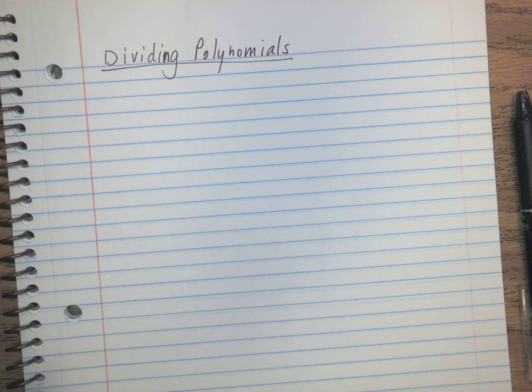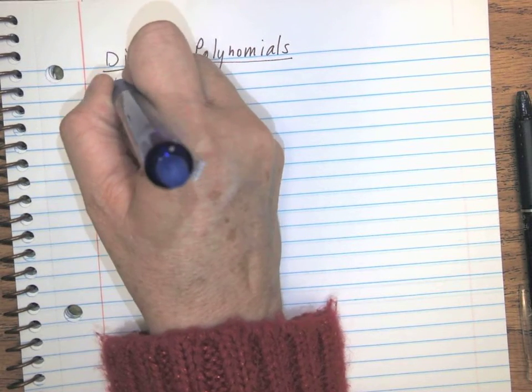Then we did the power rule. When we're raising a power to a power, exponent to exponent, we multiply the exponents. So today we're going to learn what happens when we divide them. Let's just write one out and look at it.